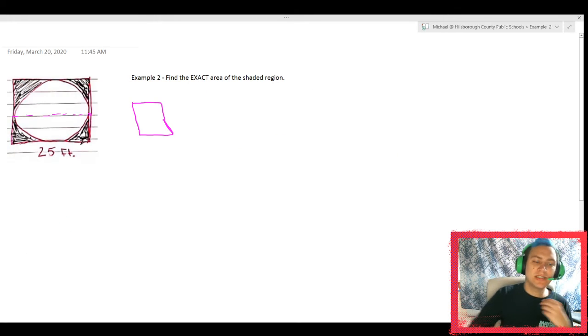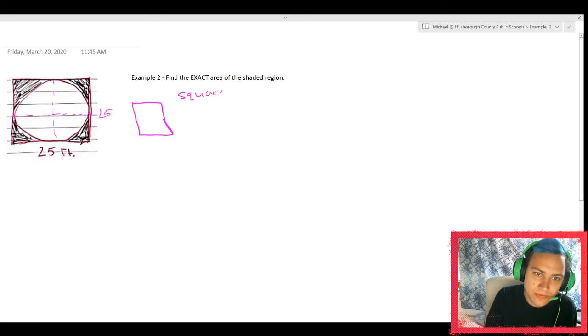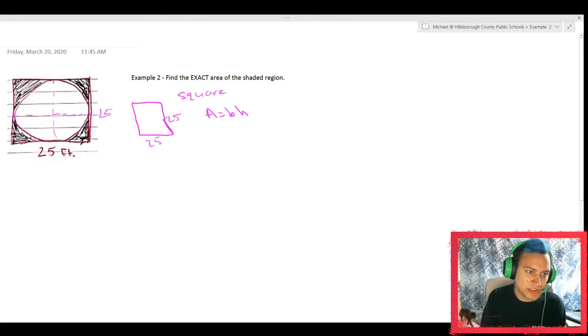There you go. Since it touches both sides of this circle, I know that this to this is 25. Well, since it's a circle, I also know the top down also has to be 25. So it tells me that this shape right here has to be a square. And so we're just going to do our base times our height, 25 times 25. So we'll come to that in just a second.